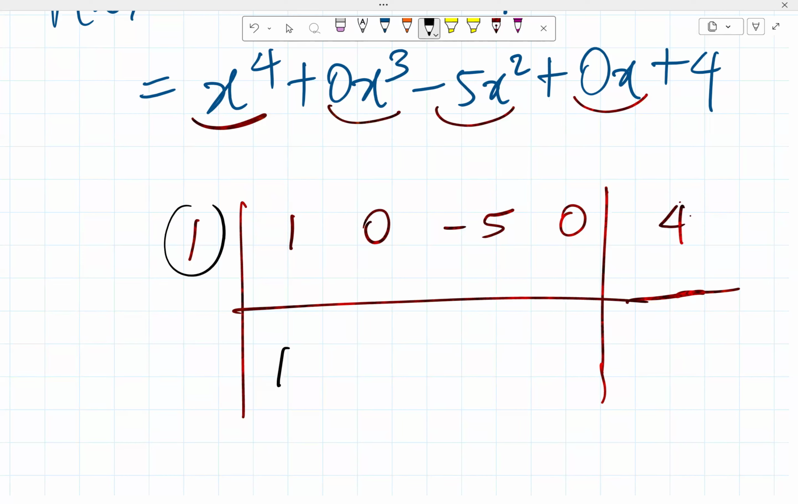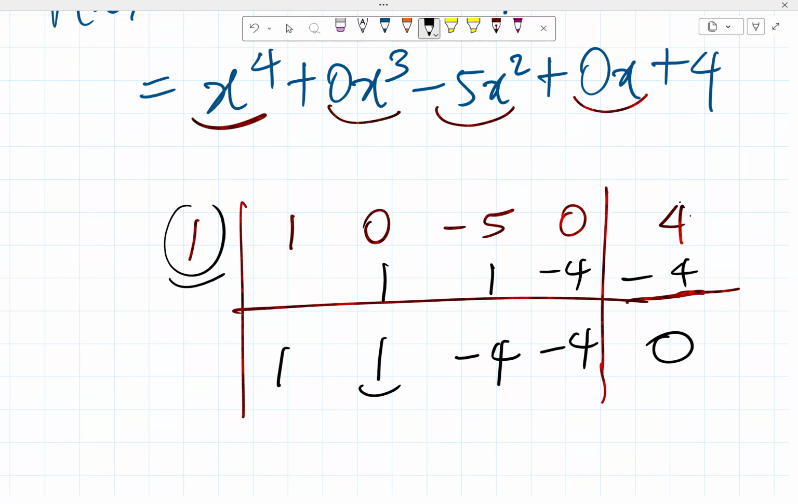Then 1 times 1, 1. So 0 plus 1, that's 1 again. Now this 1 times this 1, that's another 1. Minus 5 plus 1, that's minus 4. 1 times minus 4, that's minus 4. 0 minus 4 is still minus 4. Then 1 times minus 4 is minus 4. 4 minus 4, 0. So that confirms that x minus 1 is a factor.